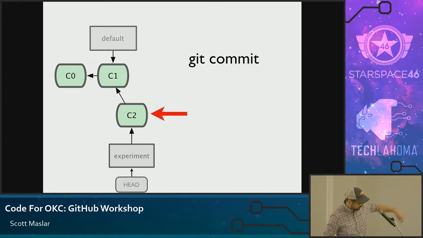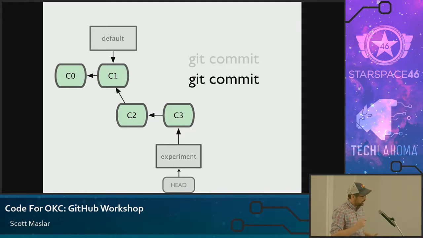All right, so that's what created that. We're on that branch. We're going to commit again. So now we have C2 and C3. Neither of those commits are on default. Does that make sense? Everybody see that? Default only knows about C1. That's as far in this history that it understands. Experiment knows about C2 and C3.